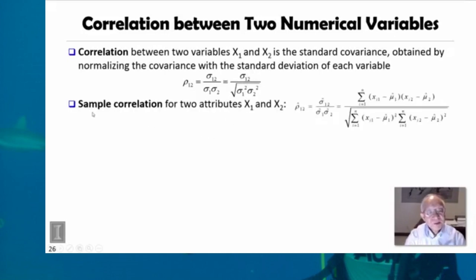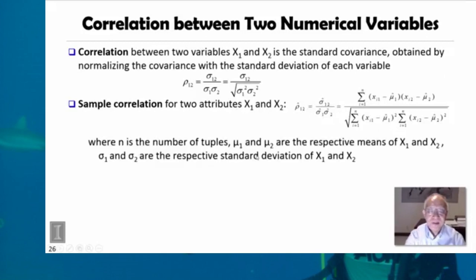So if we look at the sample correlation for two attributes x1 and x2, then essentially we get rho 1,2 hat equal to sigma 1,2 hat, which is their sample covariance divided by their sample standard deviations. In a concrete formula, we can write it in this way.